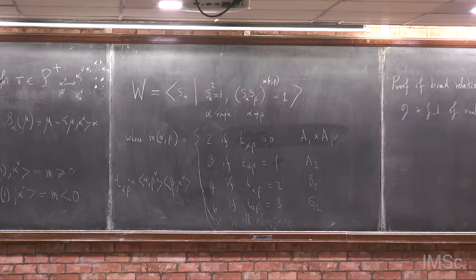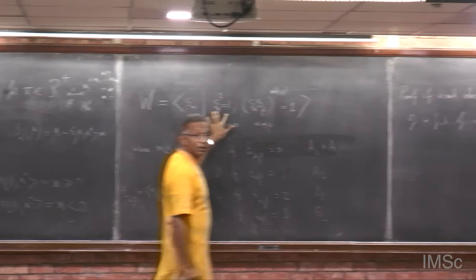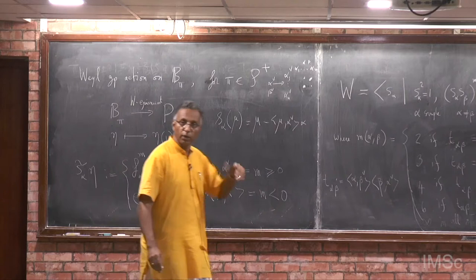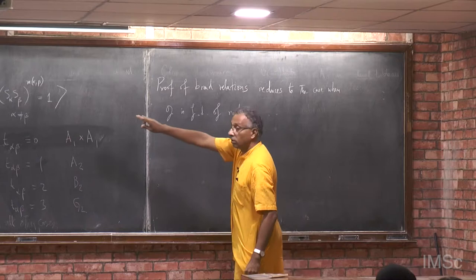By the way, to show this part is rather easy. That's a simple thing. With this definition, you can easily show that S alpha tilde square gives you back eta. That's a rather easy exercise which you should do. So we are reduced to this case.